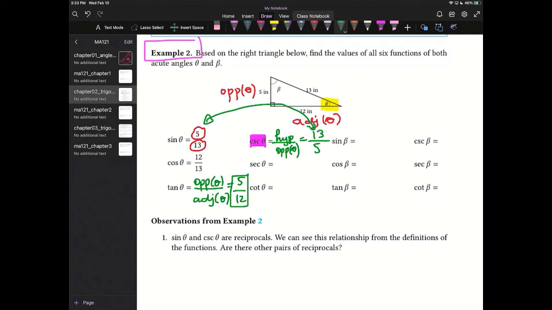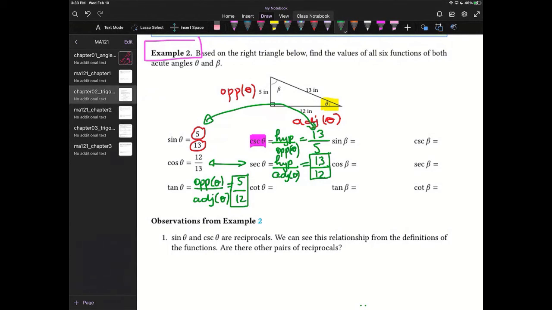Now, secant, which is the reciprocal of cosine, is defined as hypotenuse over adjacent. In this case, the hypotenuse is still 13, and the adjacent of angle theta is 12. Again, if you compare the two fractions, one is the flip of the other, the reciprocal of the other fraction.